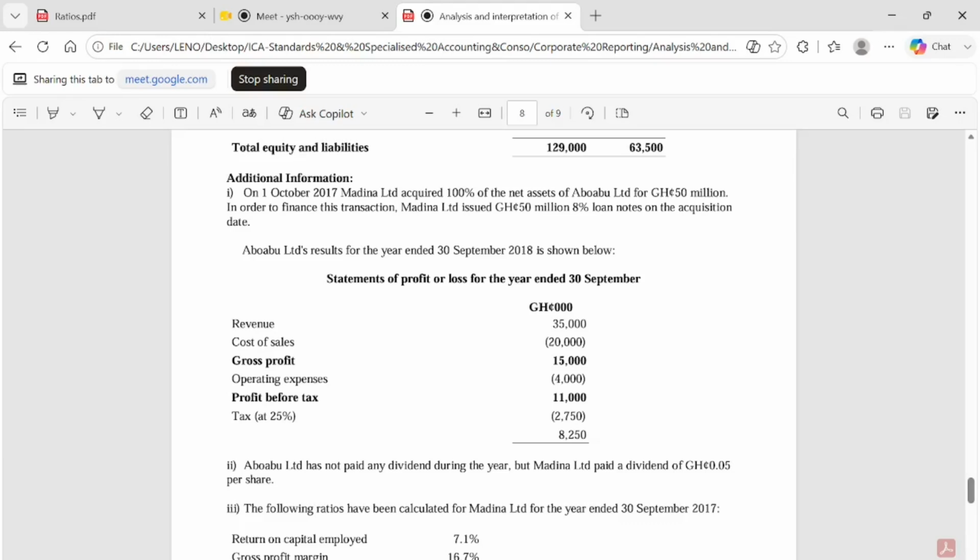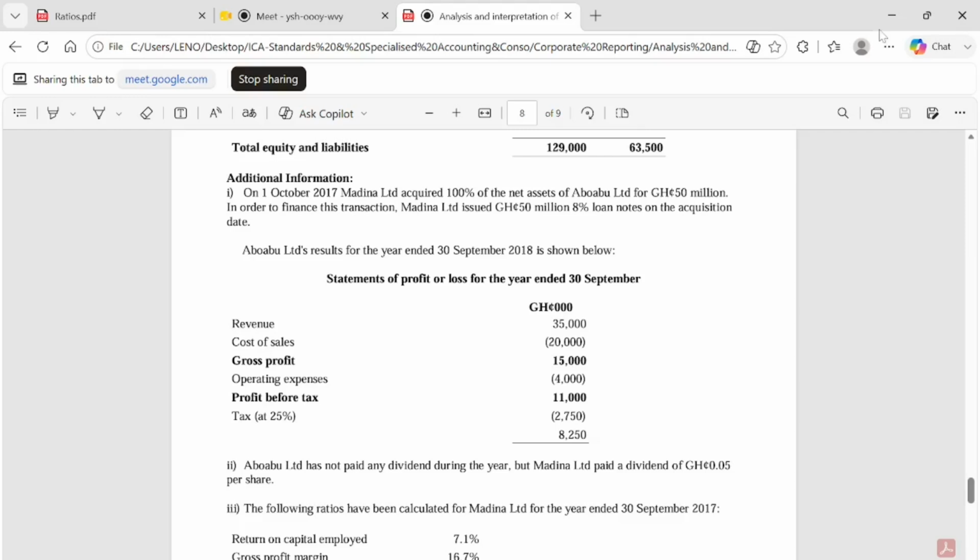Now watch here. Look at additional information. It says that on 1st October 2017, they acquired 100% of the net assets of Abuabu Limited for 50 million. In order to finance the transaction, Madina Limited issued 50 million 8% loan note on acquisition. So here there's an acquisition of a subsidiary, and that acquisition was done on 1st October 2017. You take note of that.